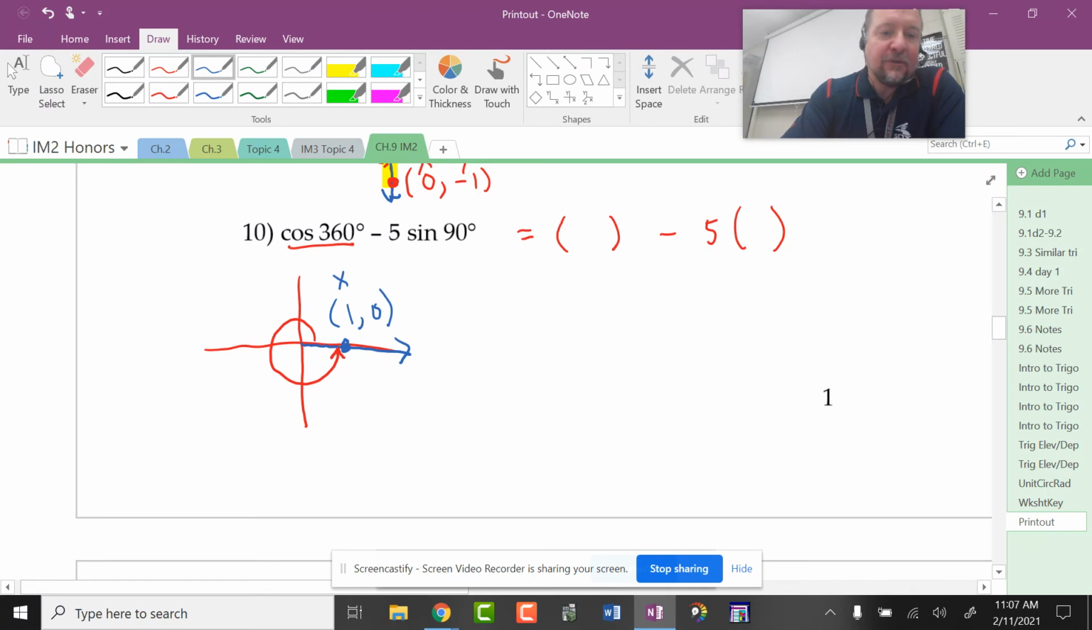It's like 12 students at least that put 1, 0. If you're not putting 1, 0 and you don't know it's 1, 0, we need to get there. Okay. Cosine is x over r. So it's x over r. Nice. 1 over 1, 1.